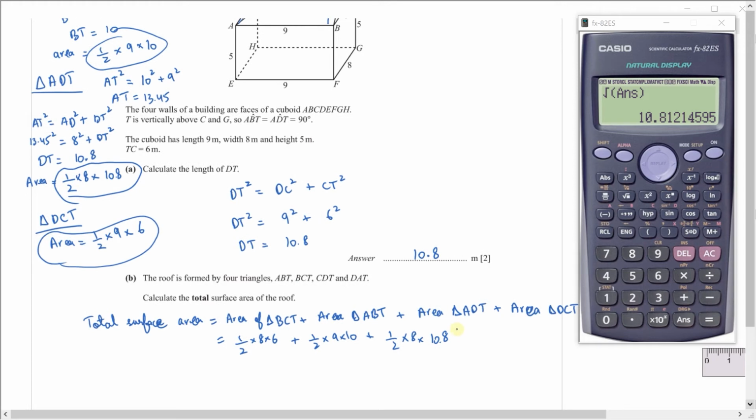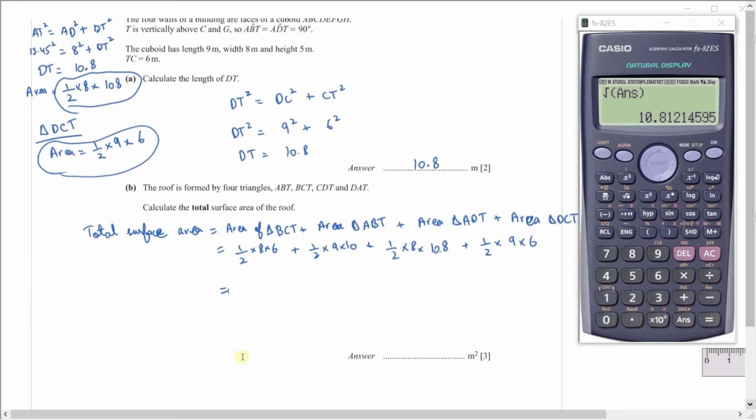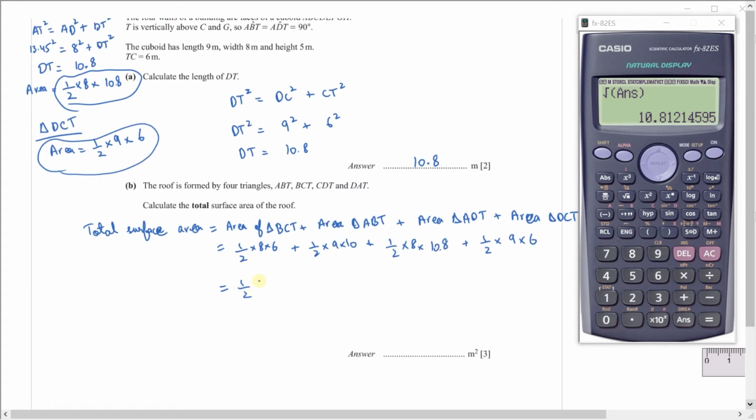So the area is 1 by 2 into 9 into 6. I can take 1 by 2 common from everything. So I have 8 into 6 plus 9 into 10 plus 8 into 10.8 plus 9 into 6. This will be 1 by 2 into 8 times 6 is 48 plus 90, 8 times 10.8 is 86.4 plus 9 times 6 is 54.